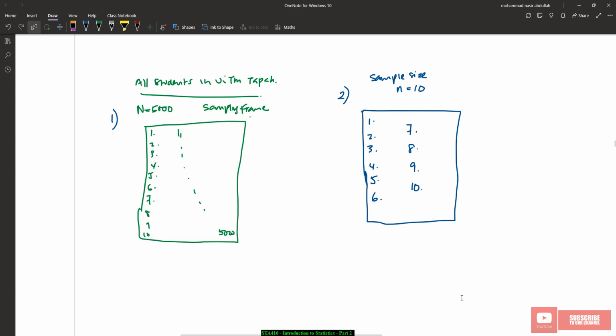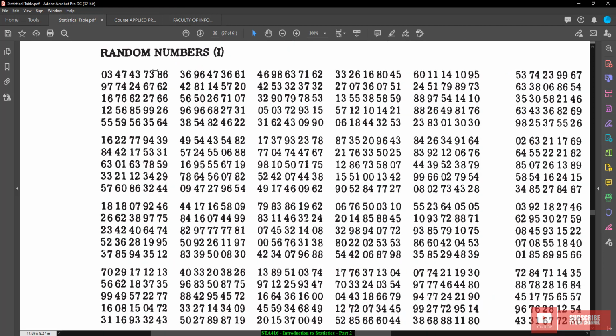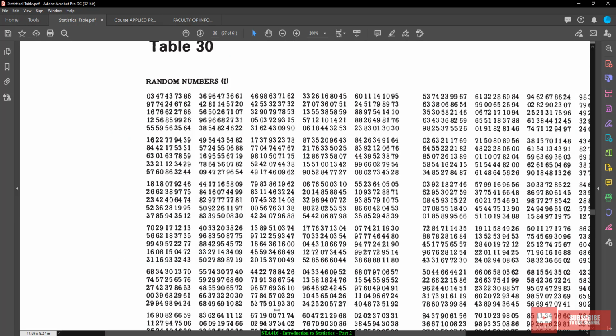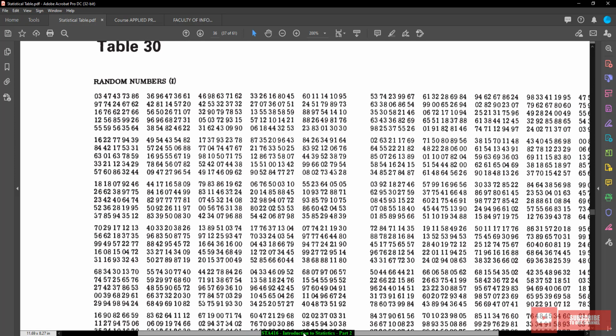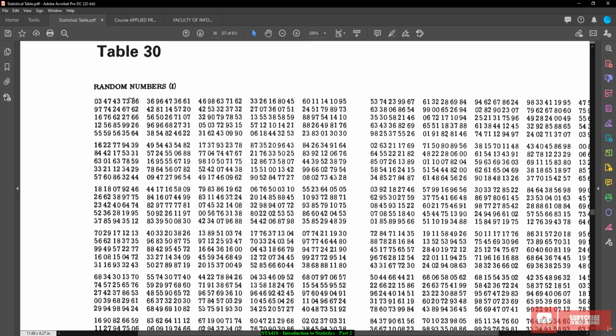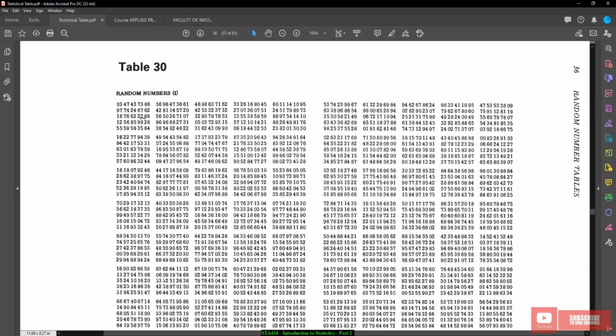The third step is we need to open up our statistical table. You can get the statistical table in Google Classroom, where I already uploaded it. Turn to page number 36, table number 30, which is a random number table. In the random number table there are many blocks: the first block, second block, third block, fourth block, fifth block. In each block we see the first column, second column, third, fourth and so on.